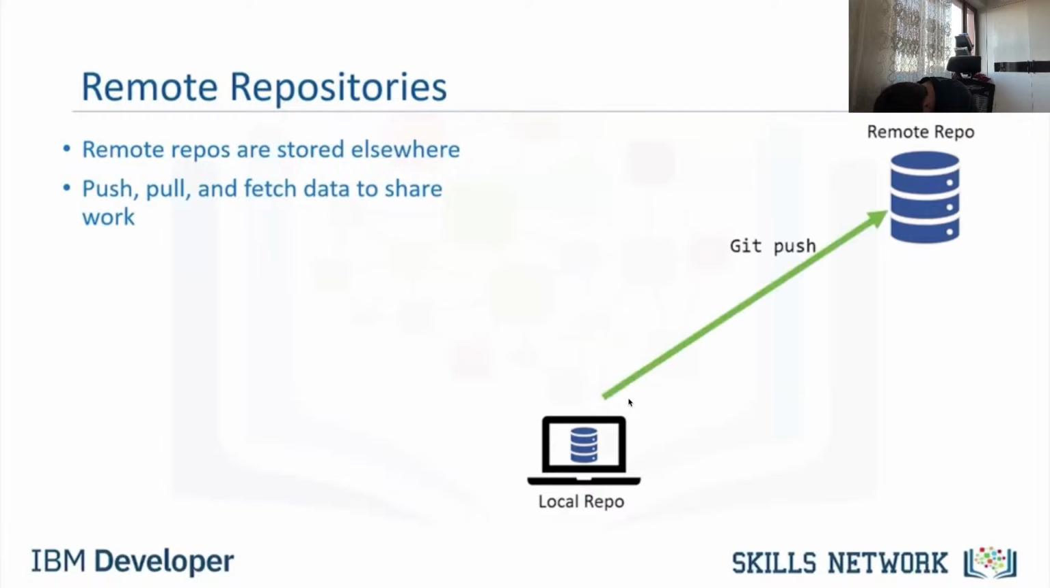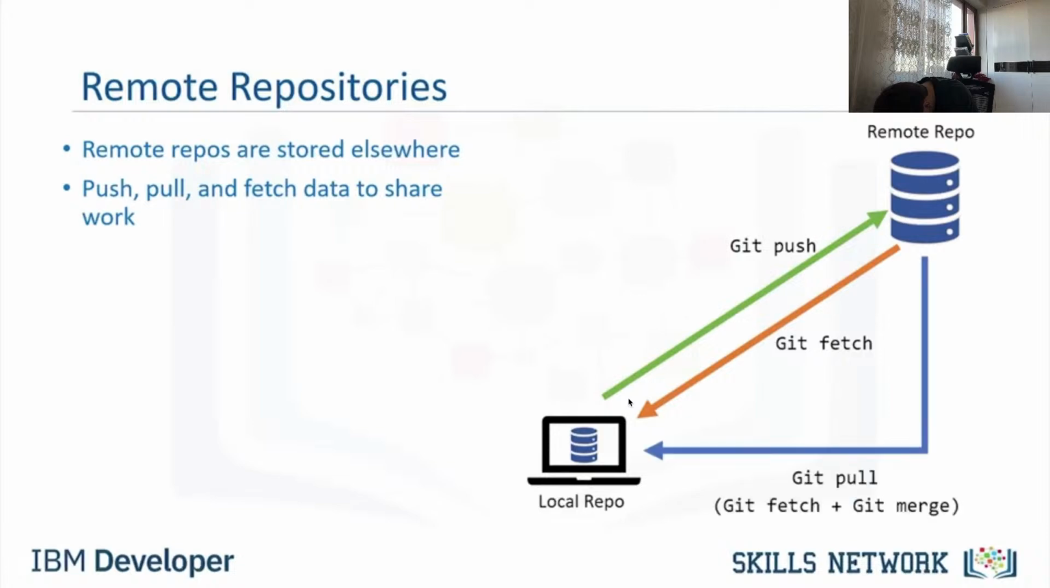Use git push to transfer your changes to the remote repo. Use git fetch to transfer any changes from the remote repo to your local repo. It does not merge those changes to the branch you are working on. You can perform a merge manually if you want. Use git pull to transfer any changes from the remote repo to your local repo and merge them to a branch.